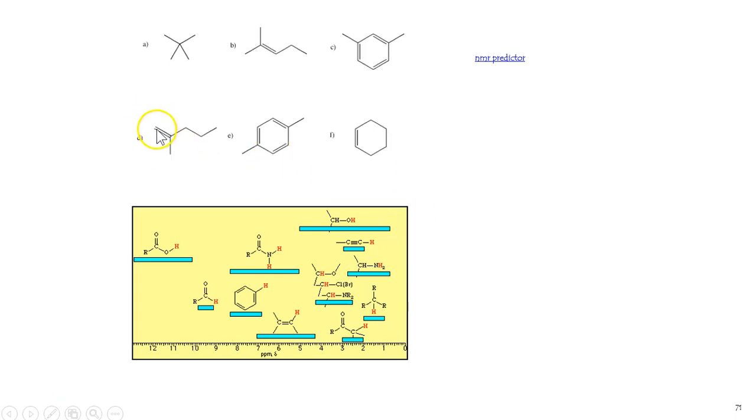Here we have a 2H singlet. However, since this cannot rotate, each one of those hydrogens might show up in a separate environment. This is a 3H singlet. This is a 2H triplet. This is a 2H. Check that one out. 3 and 2 is 5 neighboring hydrogens. That's a 2H hextet. And that is a 3H triplet.